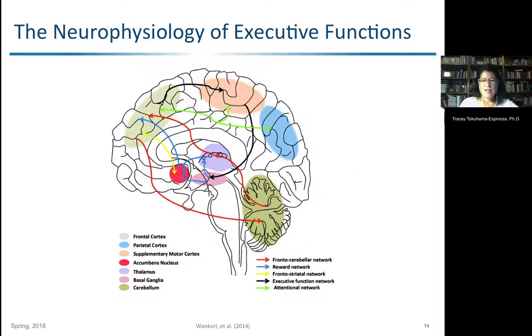Other models, like Wankel's article, which actually was looking at attention problems but documented in the process the executive function network, show how this process goes from frontal lobes through motor cortex, back through language and emotional areas, and is kind of a continuous loop. It's involved with other networks, especially the attention network, as well as motivational or reward networks.